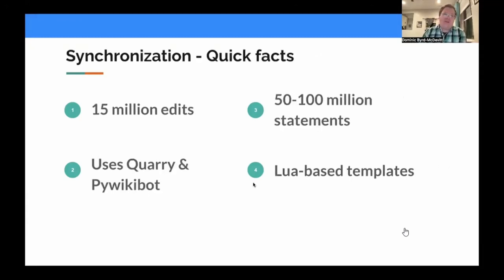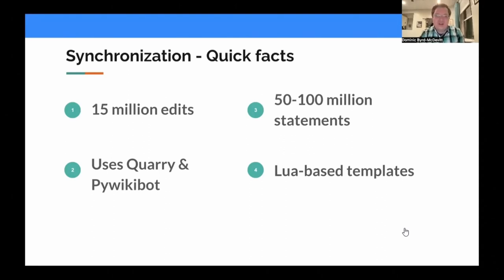This synchronization project makes use of structured data on Commons. And so in addition to those 3.7 million uploads, I took a look today and our bot account has actually made over 15 million other edits because we're constantly adding new metadata and updating the existing structured data statements. So that represents about 50 to 100 million structured data statements. It's kind of hard to tell because we're maxing out what the query service can actually handle.